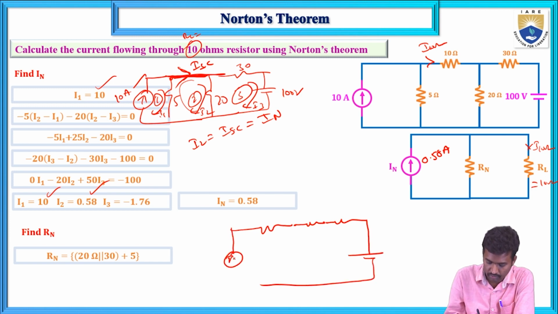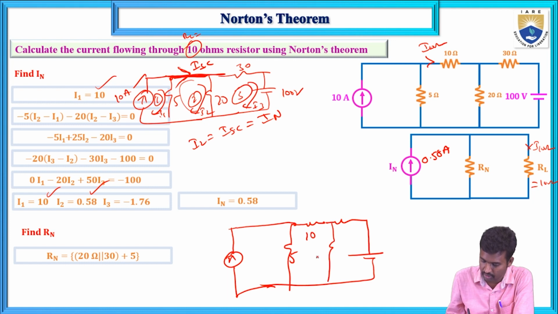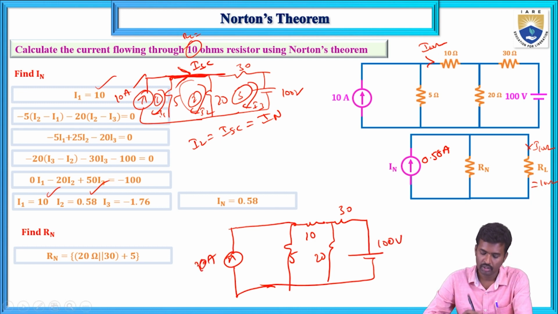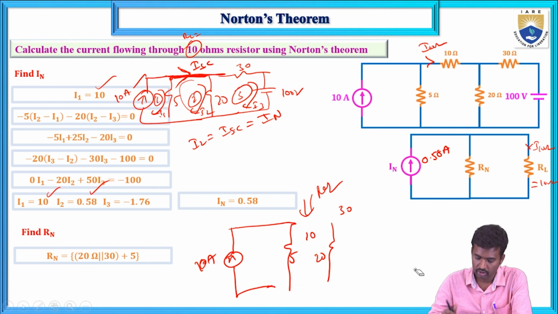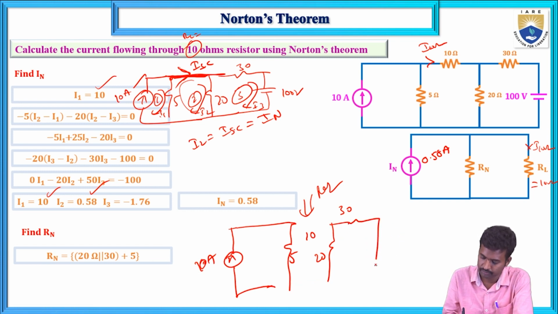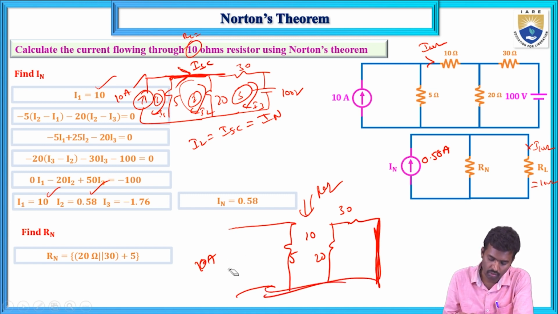This one is the current source, and this is 5, 10, and this is 20, 30, and 100 volts and 10 amperes. Now remove the load resistance from the given circuit. Calculate the R equivalent, but here the voltage source is replaced by a short circuit, and the current source is replaced by an open circuit.